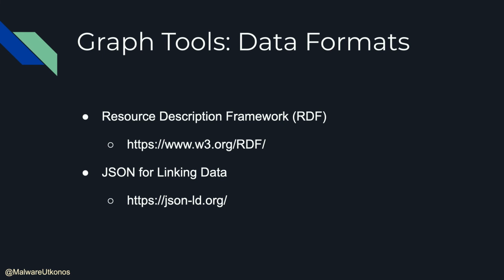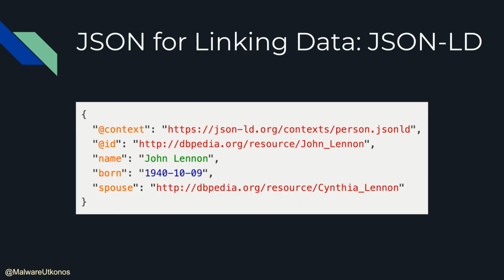JSON for linking data is another data format, which you should probably decide on based on the graph database that you're using, and that's why I made the decision to use Resource Description Framework, which you'll see in a second. I'm going to show you a picture of JSON linking data, but I'm going to show you RDF in action. So this is basically JSON linking data. It's a way to add some syntactic sugar, let's call it, to show links among data points in JSON format.